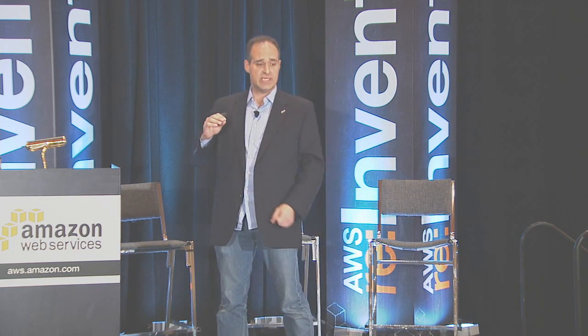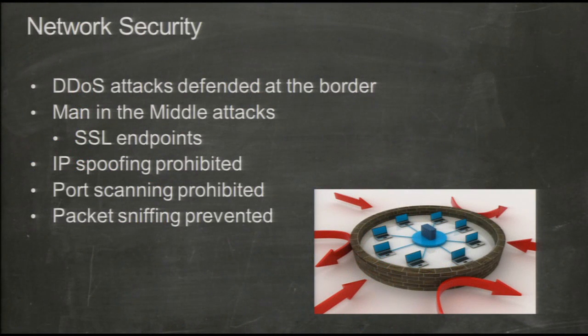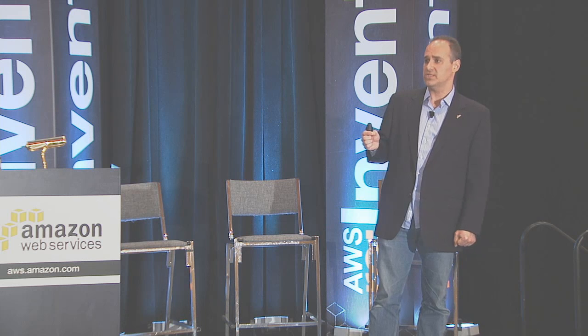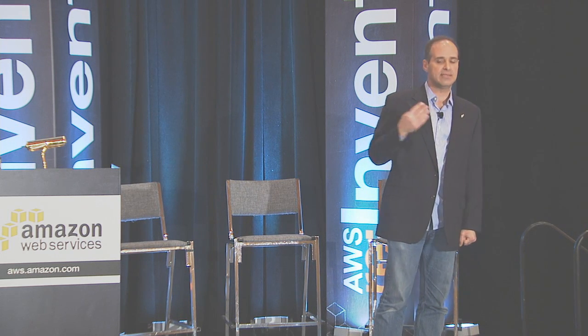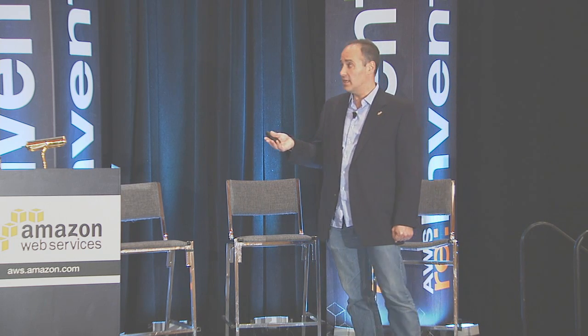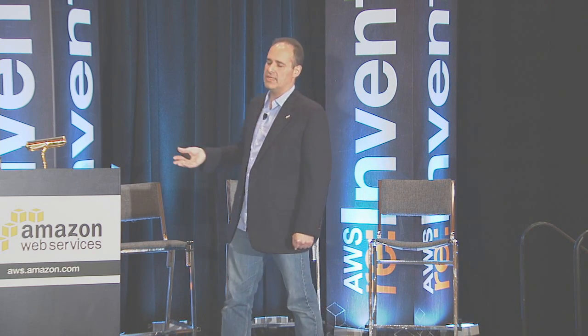SSL endpoints, this is for our APIs. We offer SSL endpoints on all of our APIs. Some of them are only available over SSL. We strongly encourage you to use them. Yes, we do use X509 keys or AWS secret keys to sign API calls, but I strongly believe in redundant and overlapping security controls. So use those that we give you, please. SSL is a good idea. Take advantage of it.